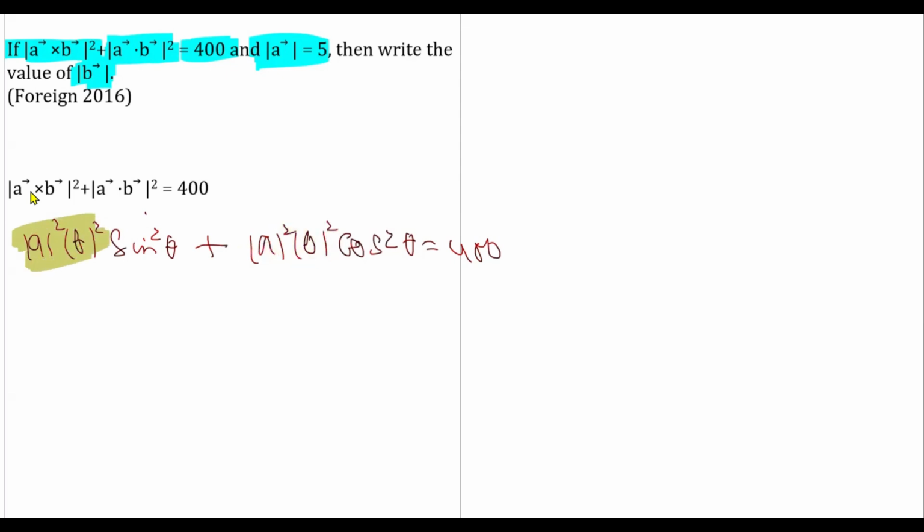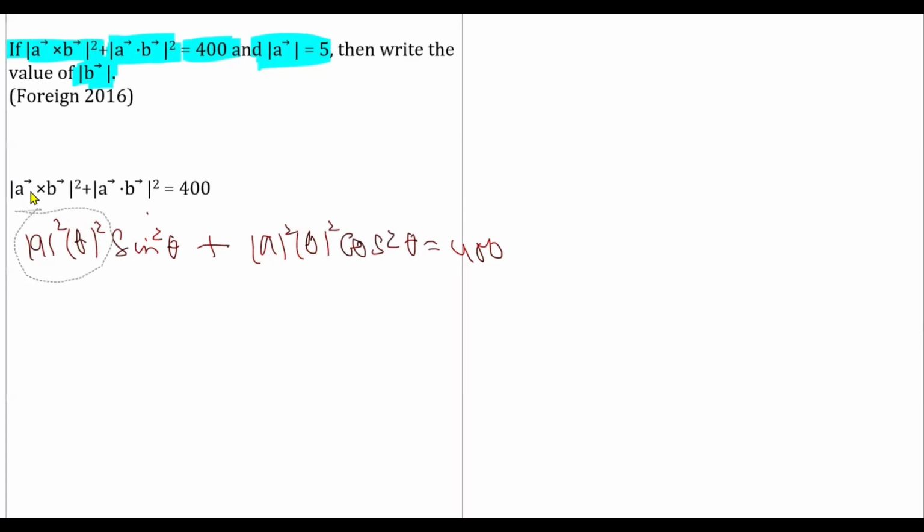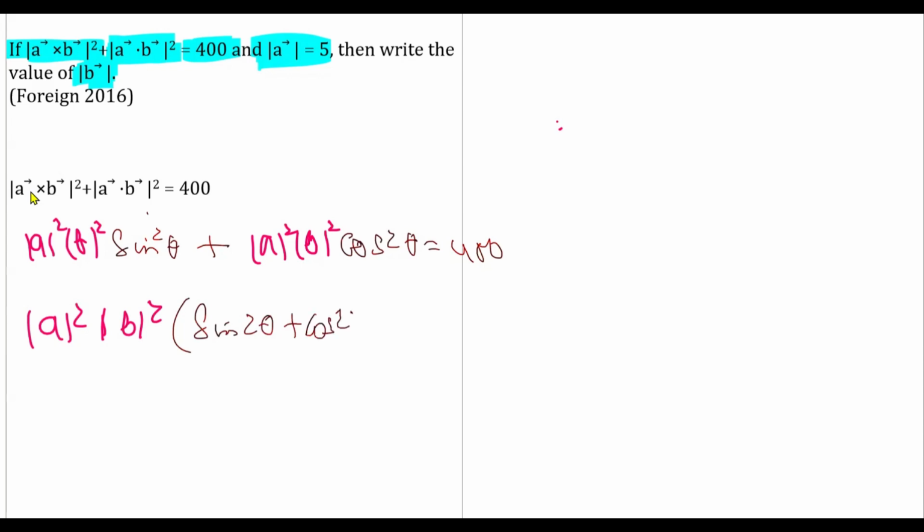So if I take this as common, let me show you what I mean. A magnitude whole square, B magnitude whole square is common in this case. So I'll take this thing as common. What we will get is A magnitude square multiplied by B magnitude square, then inside a bracket sine square theta plus cos square theta, and that is equal to 400.